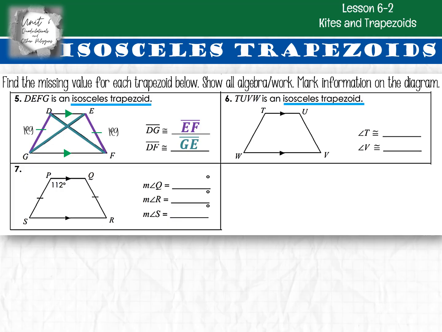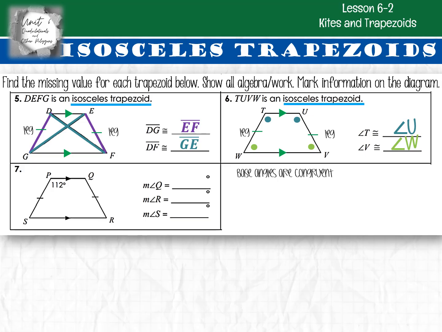TUVW is an isosceles trapezoid again. Those sides are parallel. Angle T is congruent to angle U. Base angles are congruent. So I just marked them with a dot. And that's angle U. That's a pair of base angles. And angle V would be congruent with angle W.